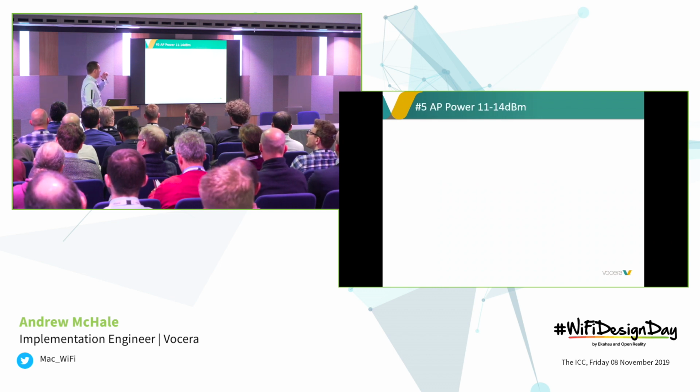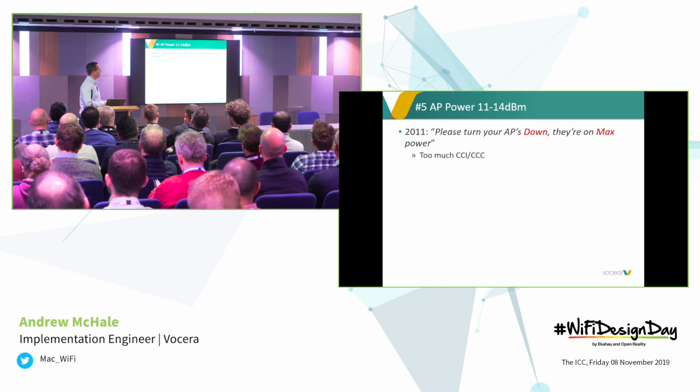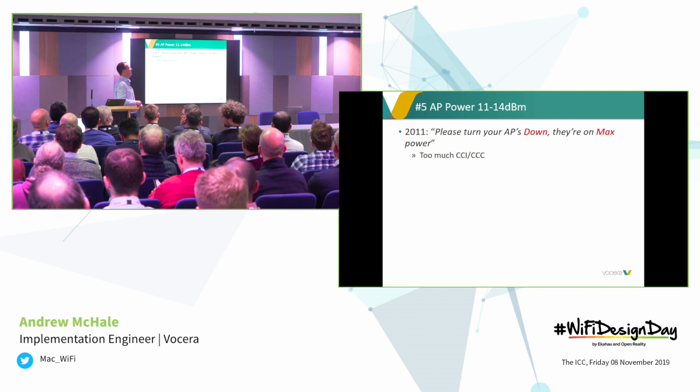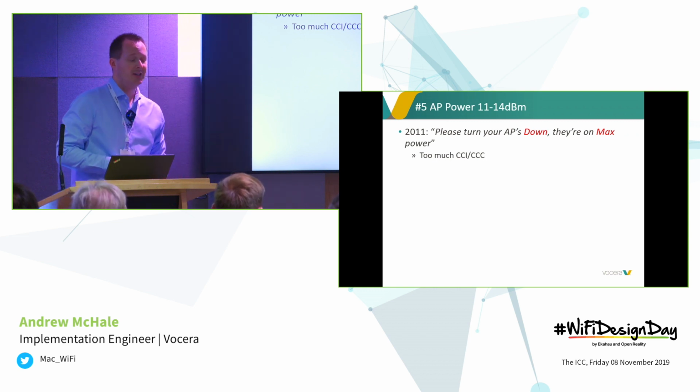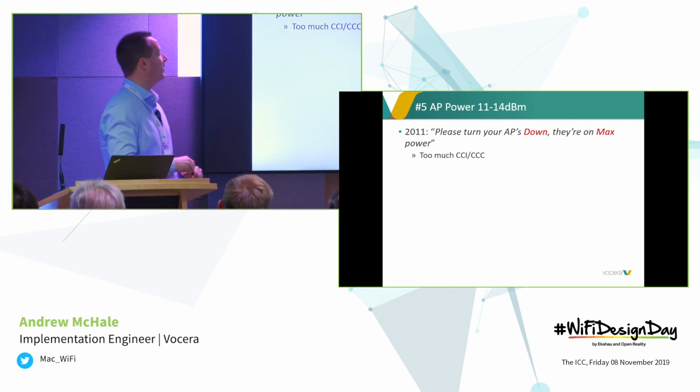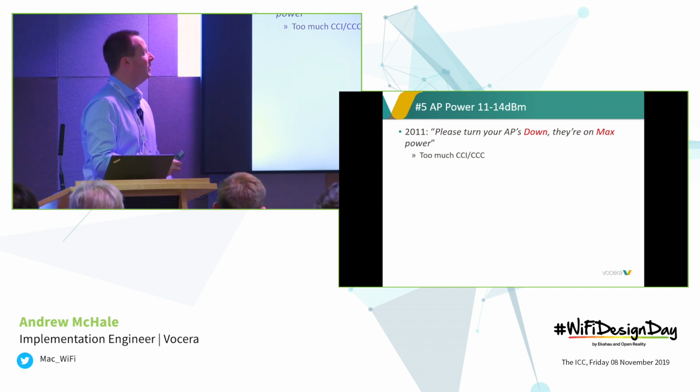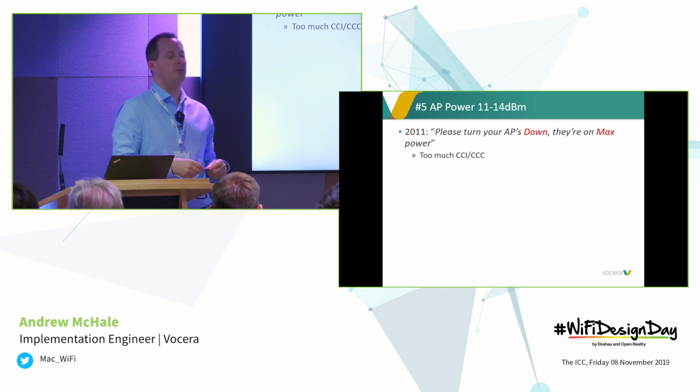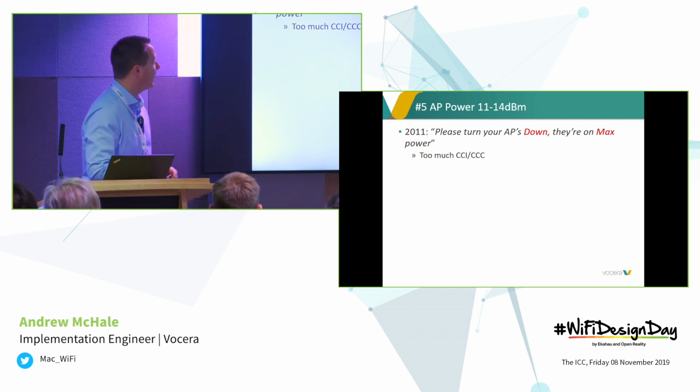So tip number 4, power levels. When I joined Vocera in 2011 and started looking at voice kind of full time, I was going around to everybody on 2.4 gigahertz saying, please turn down your APs. You've got APs at 17 dB, 20 when I worked in America, full power, and we just got too much CCI. I'm seeing a spectrum duty cycle of like 40, 45%. That's not going to support voice.